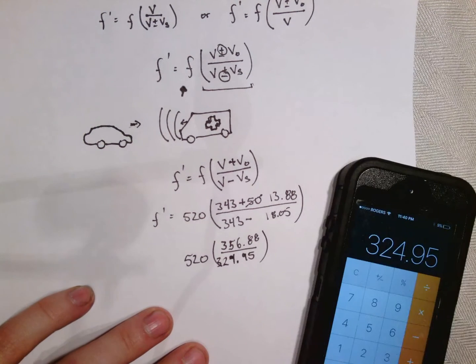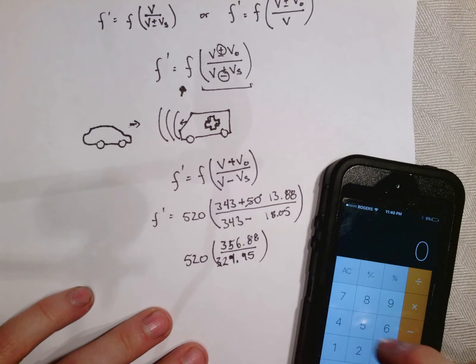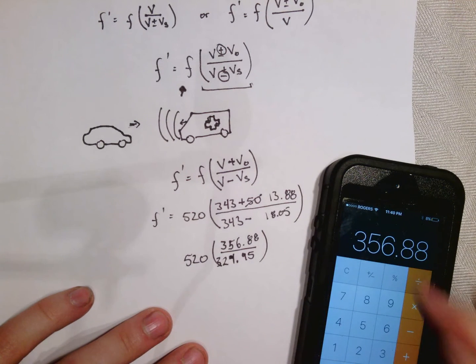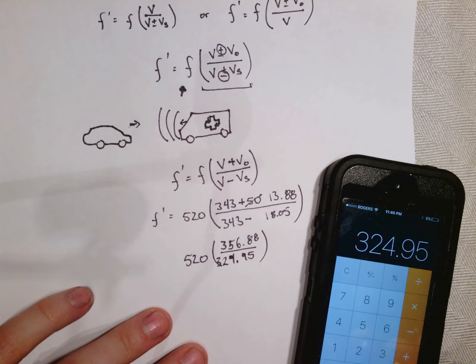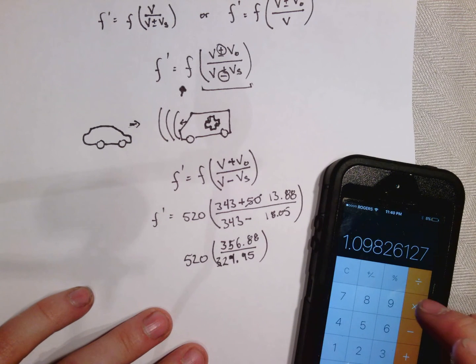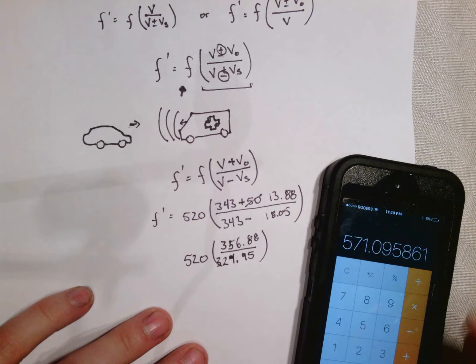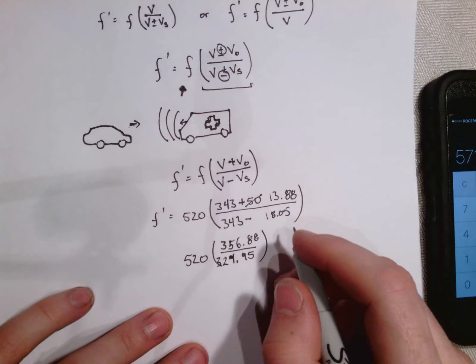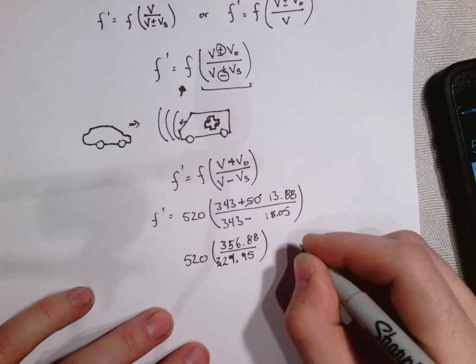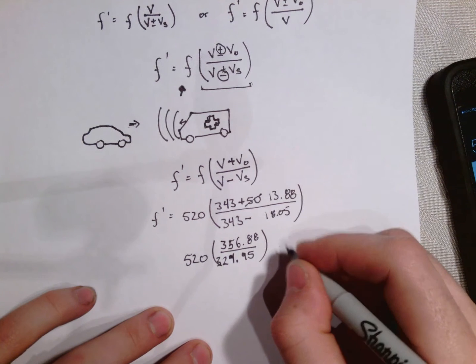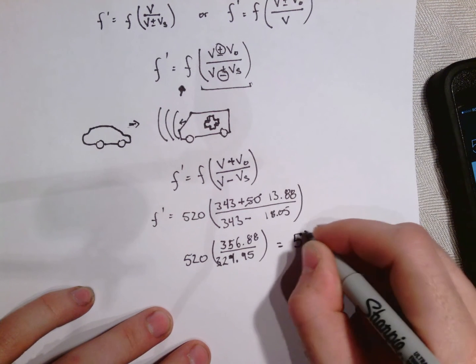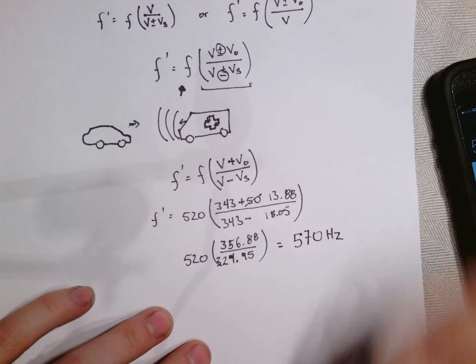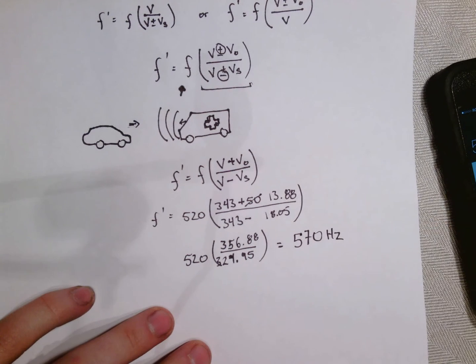Okay, so quickly doing this now, 356.88 divided by 324.95. There's my ratio there, multiply that by 520. I get 571.09, but based on significant figures, we're just going to use only 2 sig figs. We only have 2 sig figs ever in the question. So 570 hertz. And that's the final answer for part A.